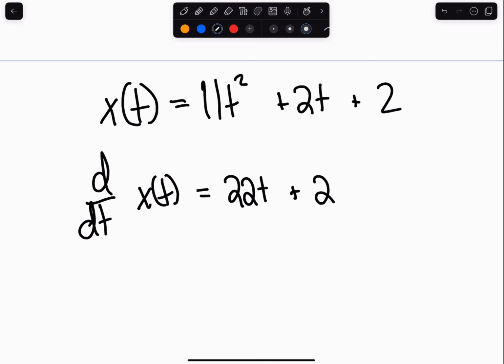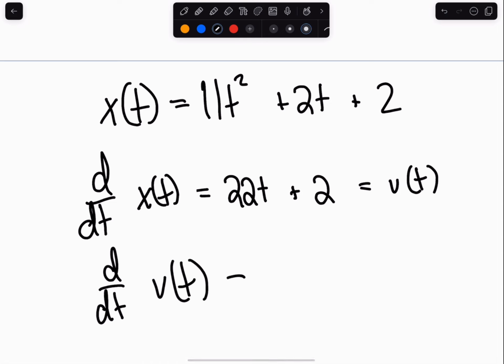Now, what is this equation that we've just found? Well, this is actually velocity. But we're not here for velocity. We want acceleration. So we need to take the derivative one more time. And doing that gives us just 22.